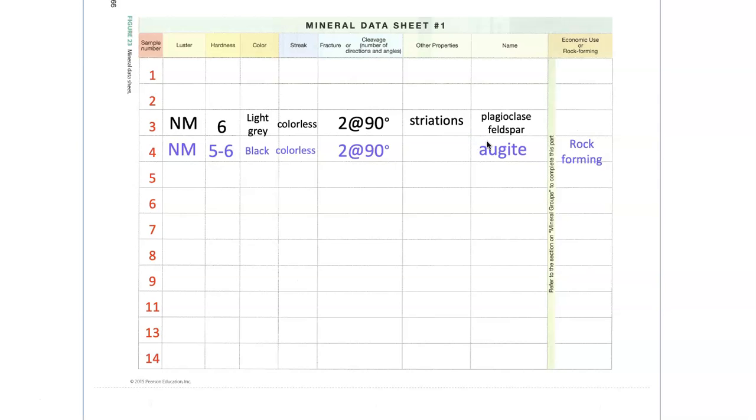We give the name of plagioclase feldspar, and we're again going to call this a rock-forming mineral. It's very common in rocks. It isn't used much in industry, a little bit in ceramics and jewelry, but mostly it's a rock-forming mineral.